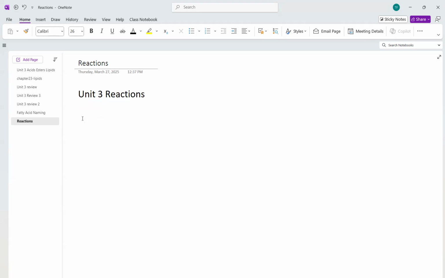Okay, so Unit 3 reactions are acids, esters, and lipids. Not so much lipids, but for sure acids and esters. Okay.